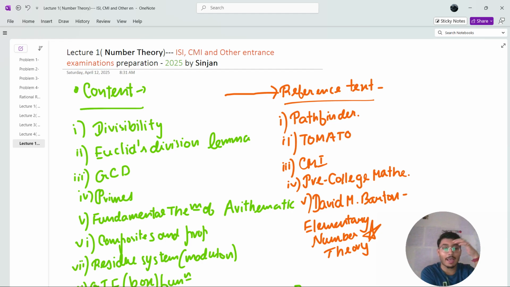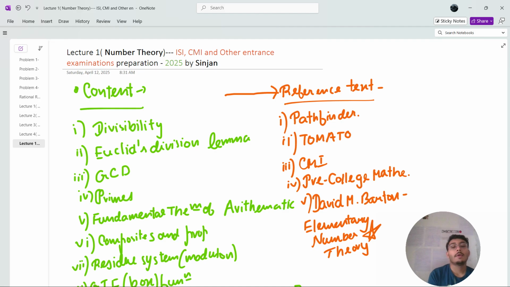But yes, this book is a little high concept and it is one of the very handful of books which has 500 pages and is totally on number theory. So you need this if you have completed all the prerequisites. These top four are my prerequisites, or at least tomato, CMI and pre-college mathematics, and only then you should move on to David M. Burton, since it gets you into the total depth of the chapter.